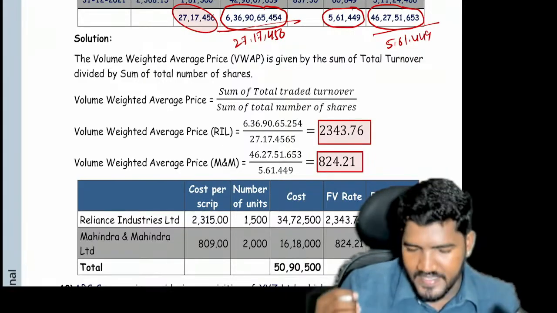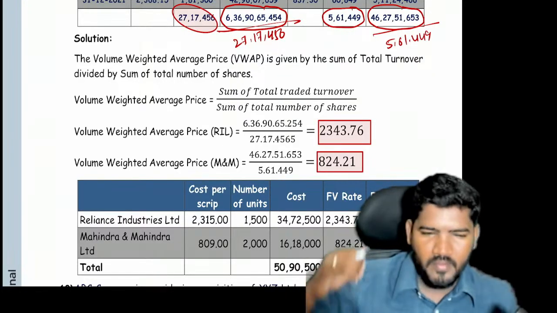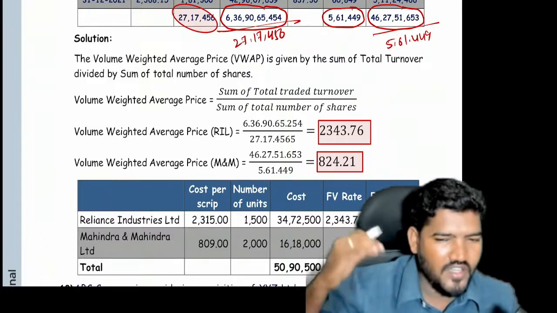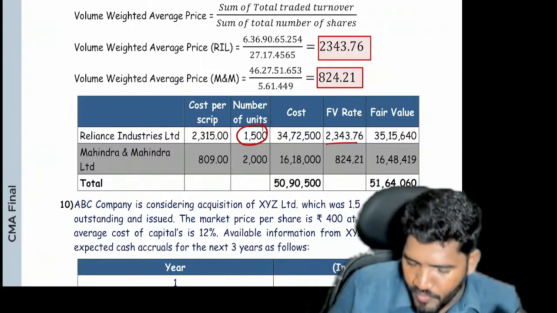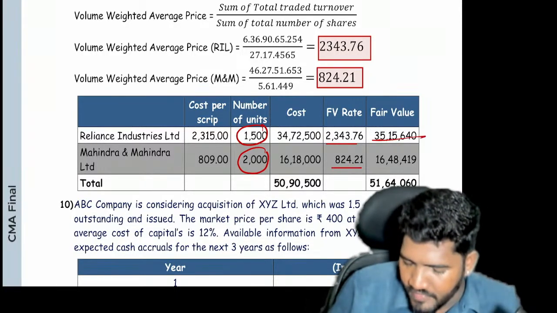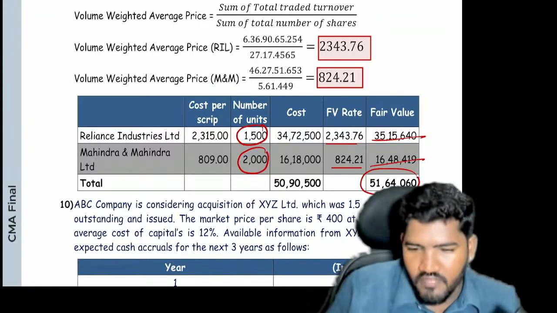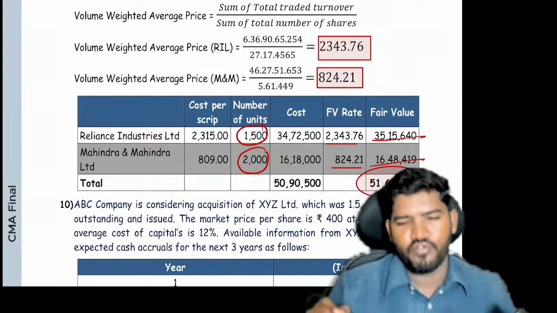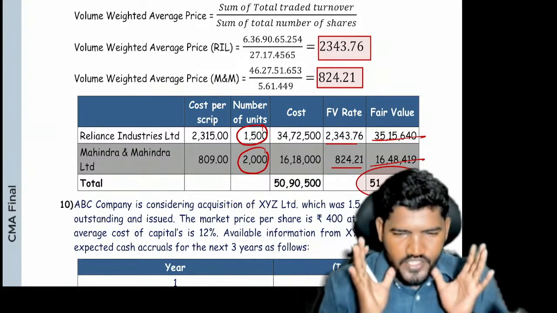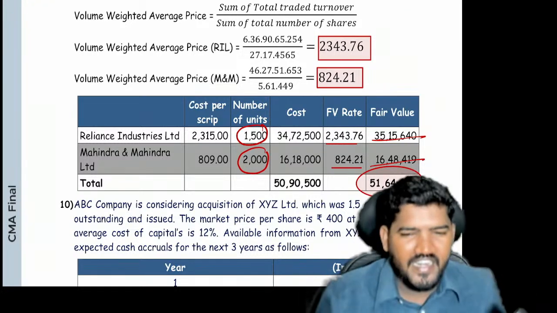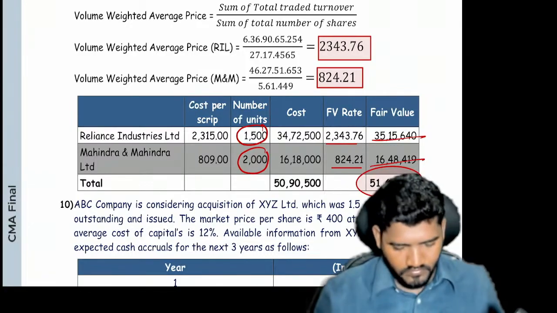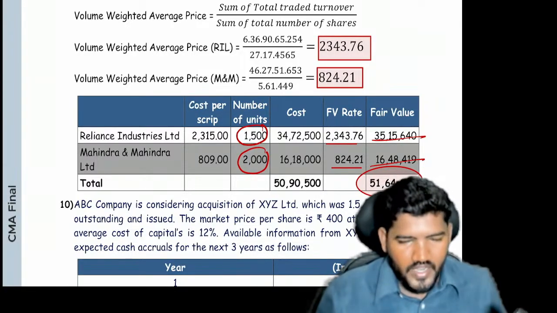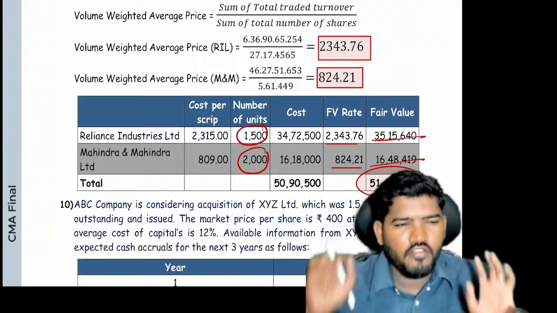You have to consider this as the market price. If you consider the market price as a cost basis, that is the wrong version. So 1500 shares into 2343.76, and 2000 shares into 824.21. You will get the fair values. The sum of fair values is the valuation of the portfolio. Hope you understand this market price method, the volume weighted average price. Guys, clear?